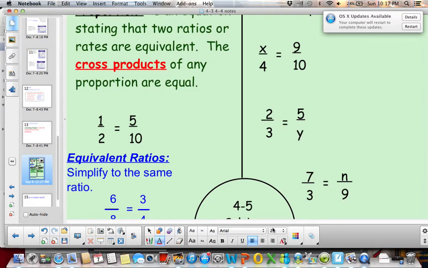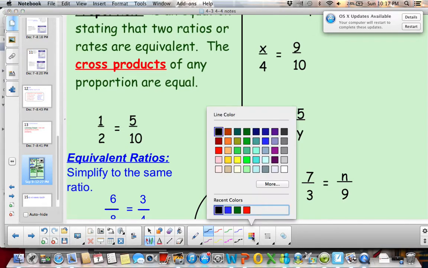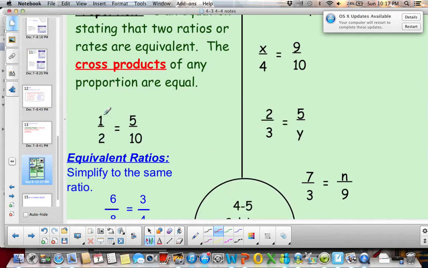So the cross products of this proportion right here would be 1 and 10, and then it would also be 2 and 5. And the word products means multiplication. So if we take 1 times 10, we get 10. And if we take 2 times 5, we get 10.